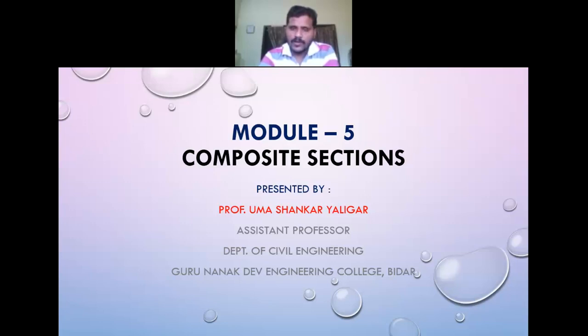Normally you will observe this in our girders. If you look at bridges, in girder bridges the girder will be a precast member, whereas the slab will be cast in place. If you connect those two members, then it is called a composite section.